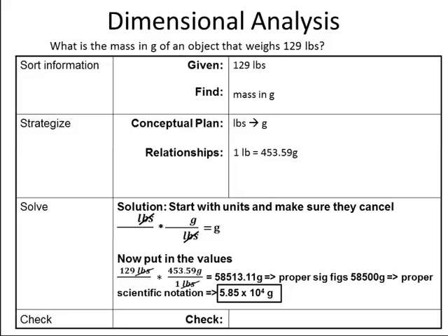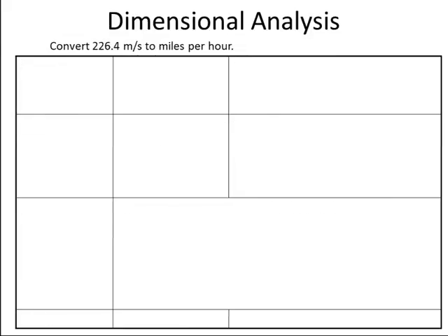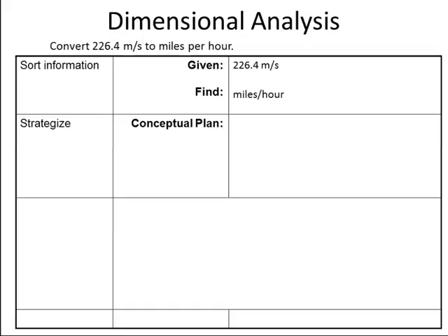All right, let's look at a little bit more complicated one. So we're going to convert 226.4 meters per second to miles per hour. So the first thing we want to do is we want to sort our information. So we're given 226.4 meters per second. We want to find miles per hour. So let's come up with a plan.